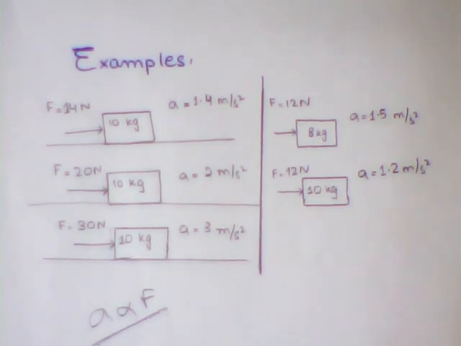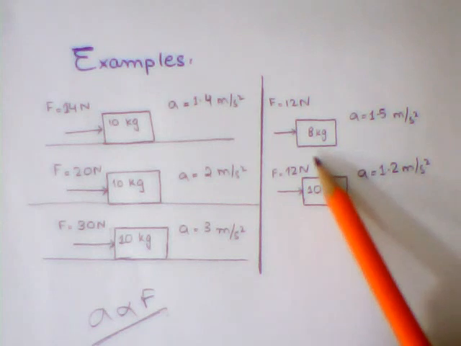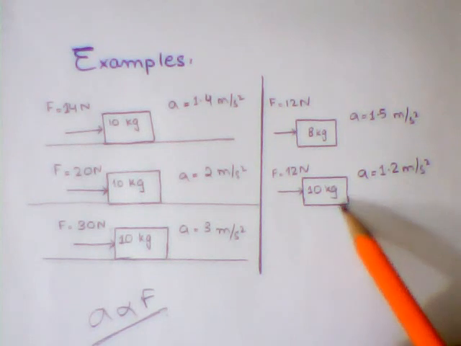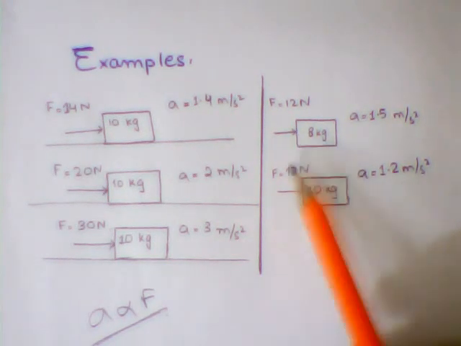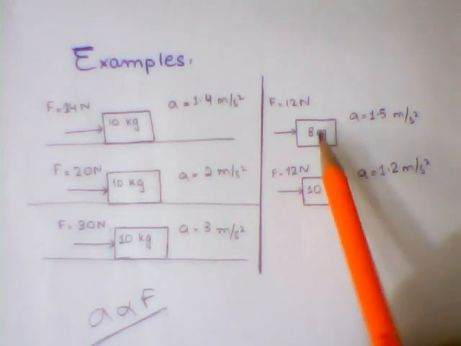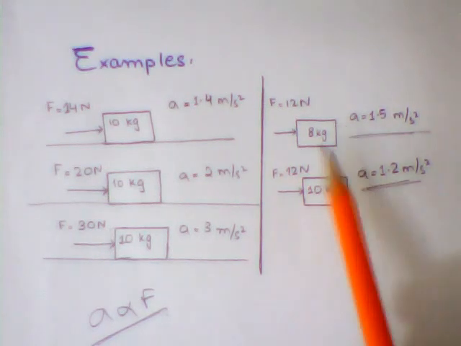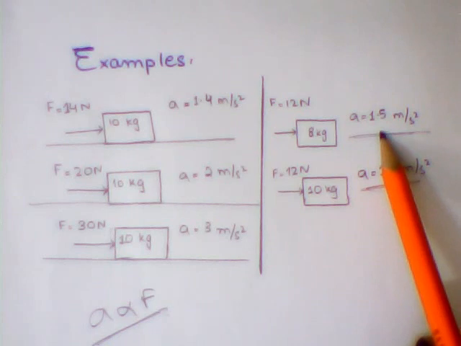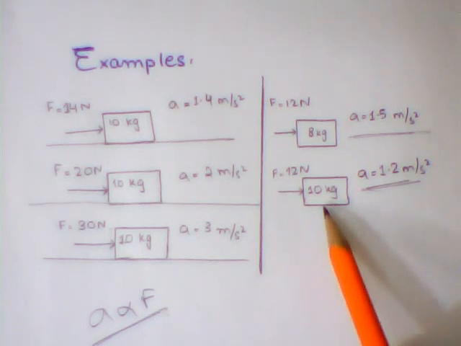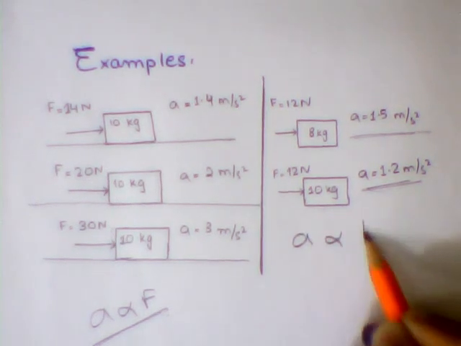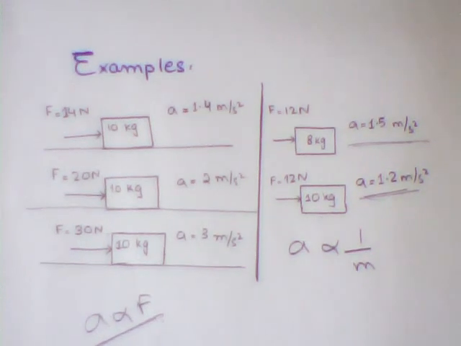Now in the second example, we have two different mass objects, one mass is 8 kg and another object mass is 10 kg. We apply the same magnitude force on both blocks, 12 newtons and 12 newtons. Now see the difference in the acceleration. The body which has less mass has more acceleration, and the body which has more mass has less acceleration, which shows that acceleration is inversely proportional to the mass of the object. So this is Newton's second law of motion.